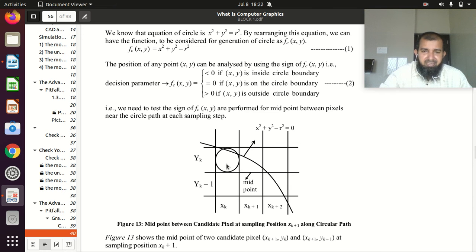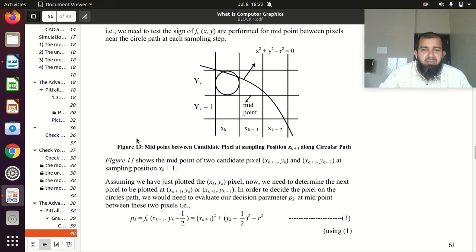So this is one pixel position. The midpoint between candidate pixels at sampling position xk plus 1 along the circular path. This is the (xk, yk) position, this one is (xk, yk minus 1), this one is (xk plus 1, yk), this is (xk plus 1, yk minus 1), and this one is (xk plus 2, yk minus 1), (xk plus 2, yk).